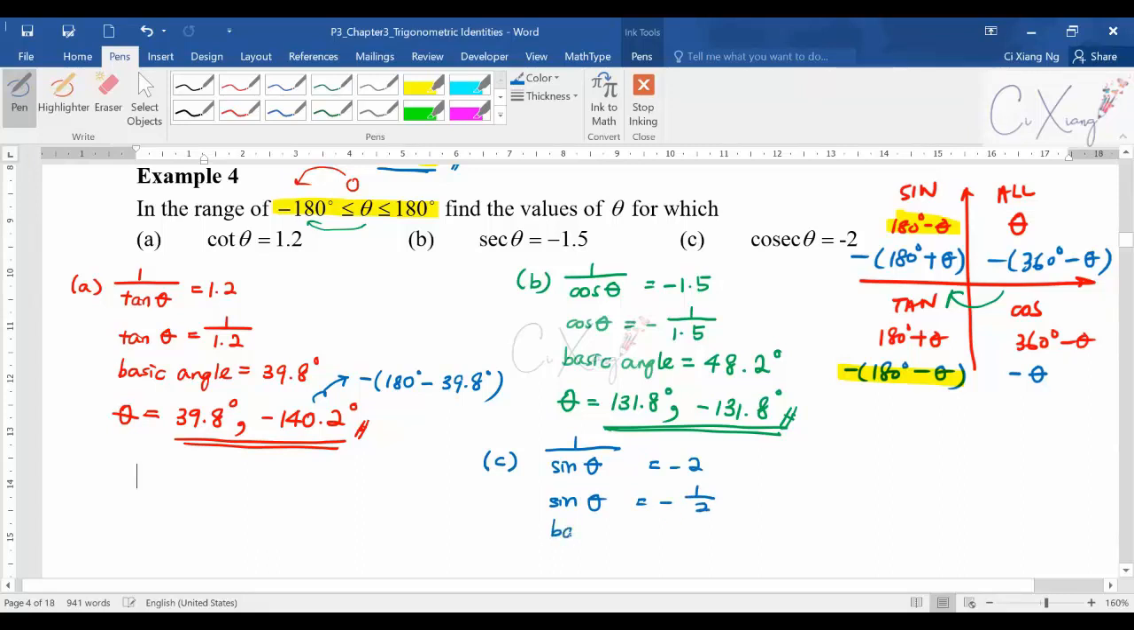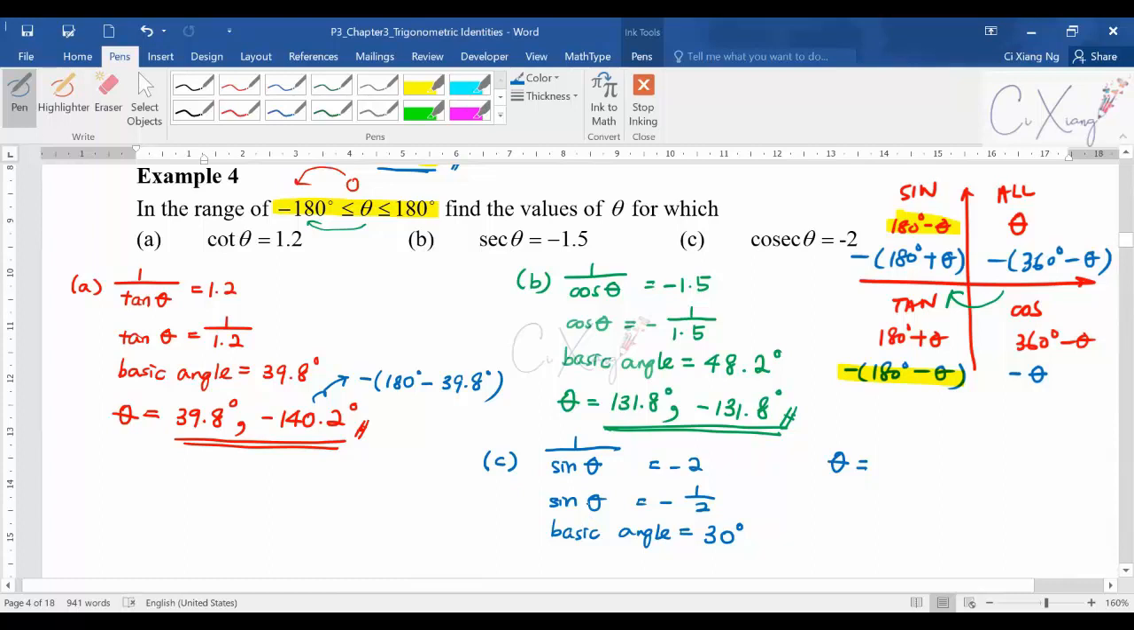Again, when you want to get the basic angle, don't press the negative in your calculator. So just press sine inverse half. If you get sine inverse half, you should get 30 degrees. Alright, so when you get 30 degrees, then only now you go through all the quadrants that you want and look for the answer.